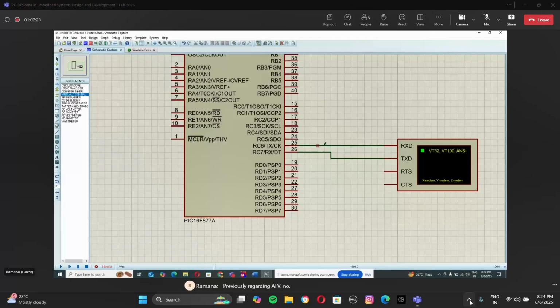Driver ICs are used for larger displays. Small multiplexed displays won't need them, but for larger displays they will be using driver ICs.